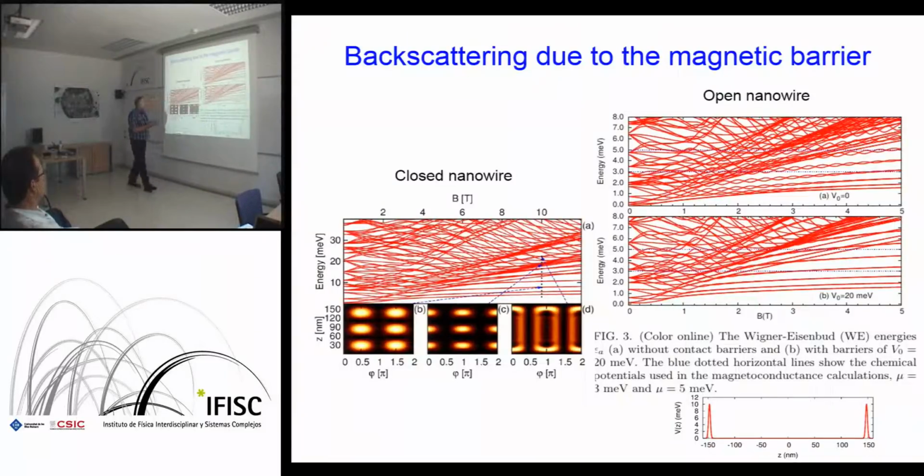Now, the interpretation is that there are snaking states traveling, so there is another one on the other side. Let's say, or maybe I have another color.